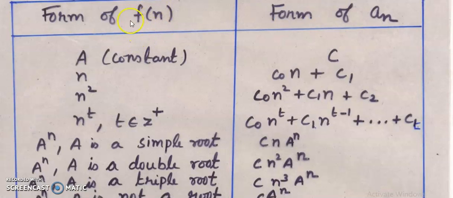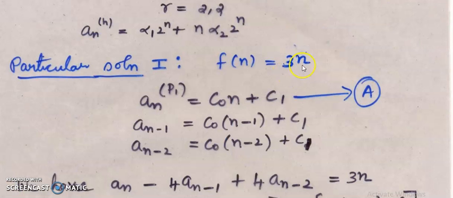We have learned that when f of n is n, the form of a_n is c0 n plus c1. We are going to use this because f of n is 3n, right? For our first part, particular integral 1, we take 3n. Here 3 is a constant, and n is what we should consider. So you take the form c0 n plus c1. This is 3 into n. So we take a_n is equal to c0 n plus c1.